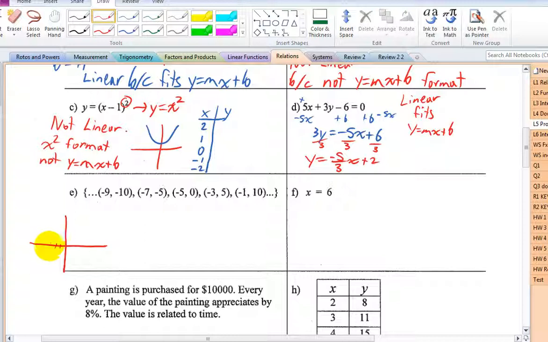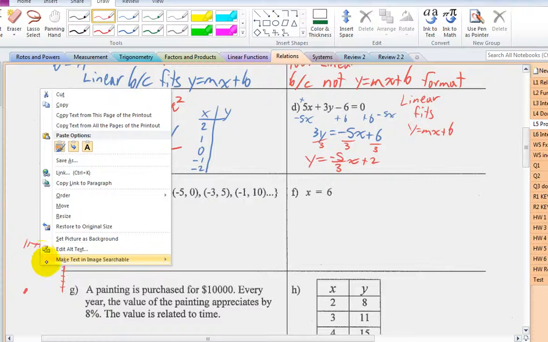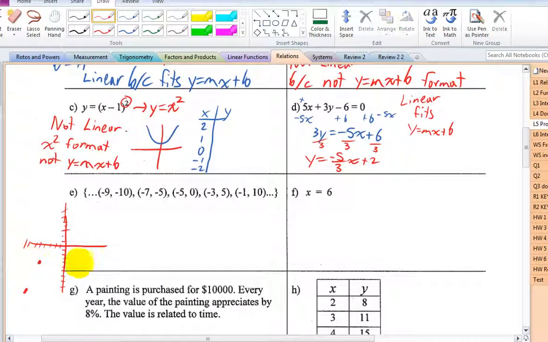So we had 1, 2, 3, 4, 5, 6, 7, 8, 9. 1, 2, 3, 4, 5, 6, 7, 8, 9, 10. So -9, 10 is down here. -7, -5 is there. Oops. -5, 0 is about there. -3, 5 is about there. And -1 and 10 is about there.